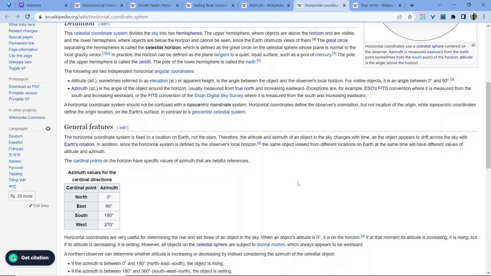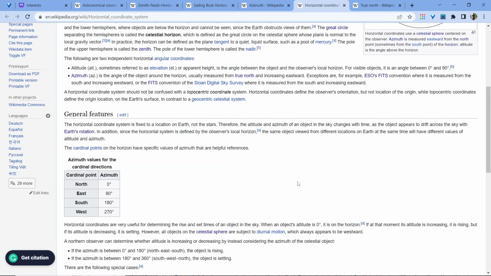In addition, since the horizontal system is defined by the observer's local horizon, the same object viewed from different locations on the Earth at the same time will have different values of altitude and azimuth. The cardinal points on the horizon have specific values of azimuth that are helpful references. Azimuth values for the cardinal directions: north 0, east 90, south 180, west 270.